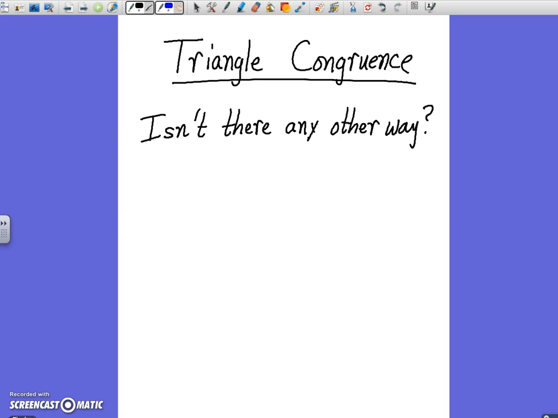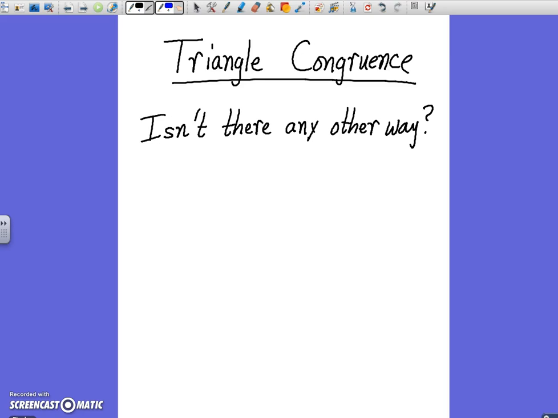Well, we continue to talk about triangle congruence, and we've been saying triangle congruence. What does it take? Well, we've got to prove that three corresponding sides are congruent, and then three pairs of corresponding angles are congruent. And we said from this last video, oh, there's got to be a shortcut. There's got to be a faster way.